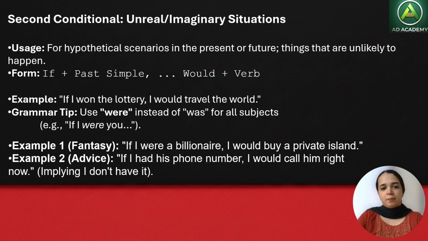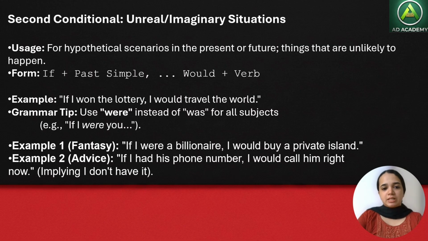Next, the second conditional, for unreal or imaginary situations. So for hypothetical scenarios in the present or future, things that are unlikely to happen. Example: if plus simple past. We'll be speaking about the past, something imaginary. In the independent part, it becomes would plus verb. So if I won the lottery, that is simple past, just V2, I have used. In the independent part, I would travel the world, or I would travel around the world.